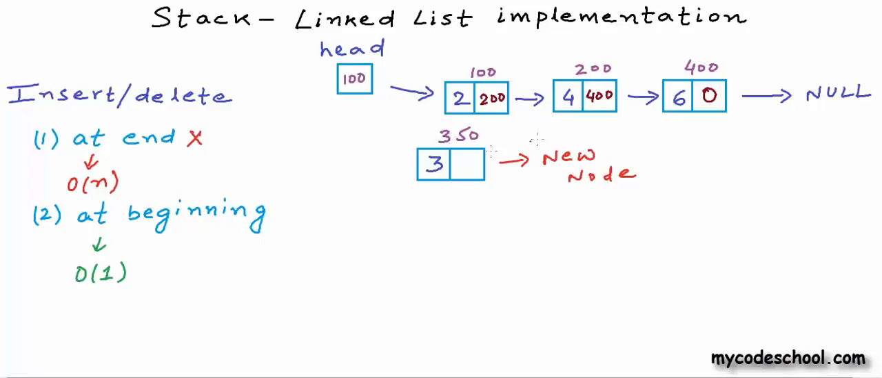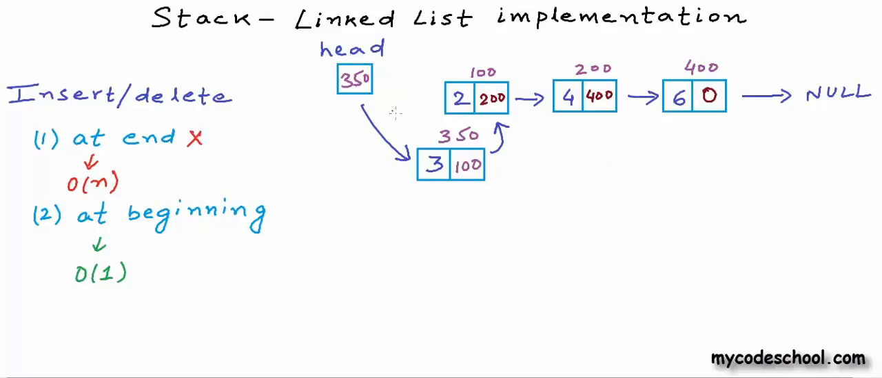First we need to build this link. So we will set the address here as whatever the address of the current head is, and then we can break this link and make this guy the new head by setting its address here in this variable named head.